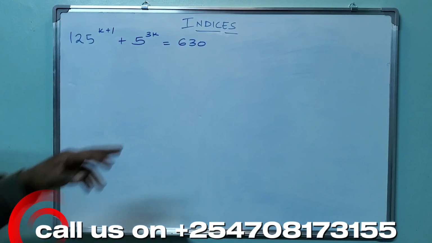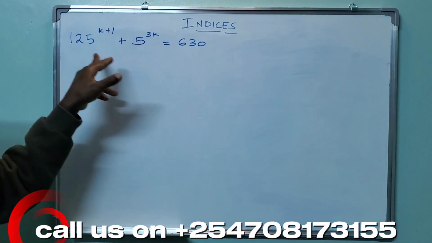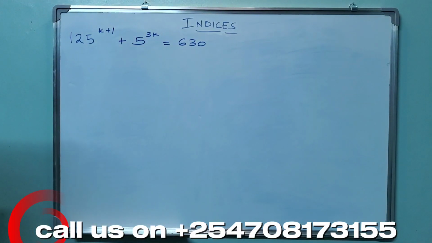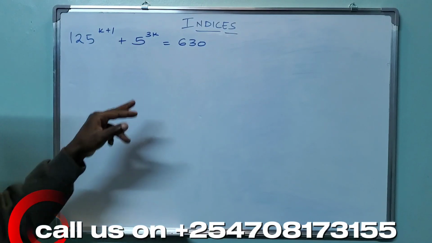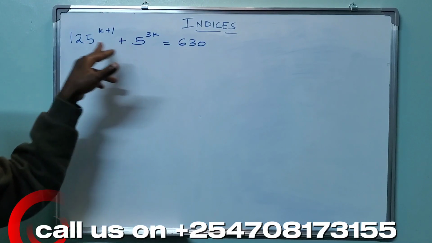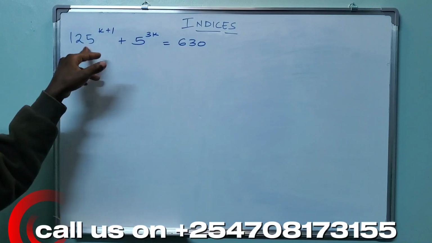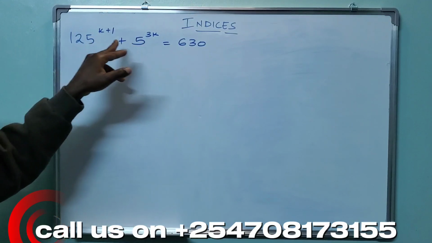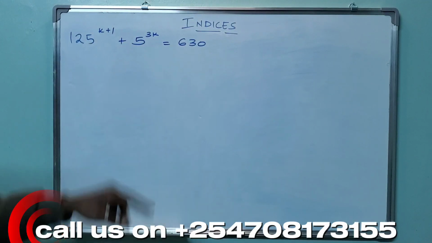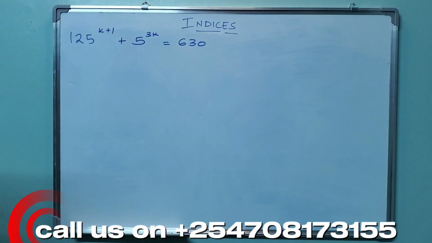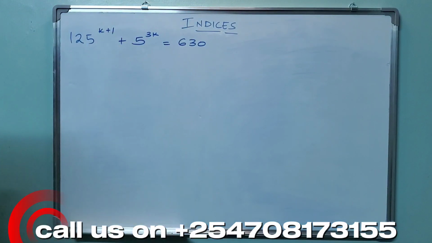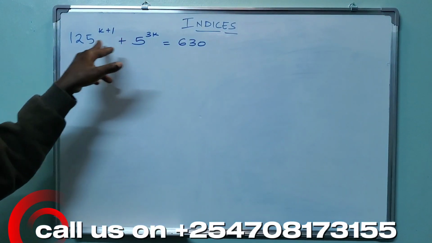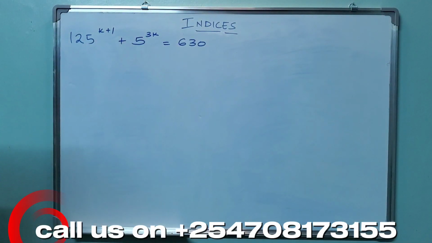Number one, we cannot make 630 to the same base as 5 and 125. Number two, even though I can make 125 and 5 to the same base, I cannot combine them. And why can't I combine them? I cannot combine them because the 2 has been separated with a plus, and there is no law of indices that allows us to combine 2 index which are separated with an addition. So it means that, first of all, let us make this 125 and 5 to the same base, because we can make them to the same base.